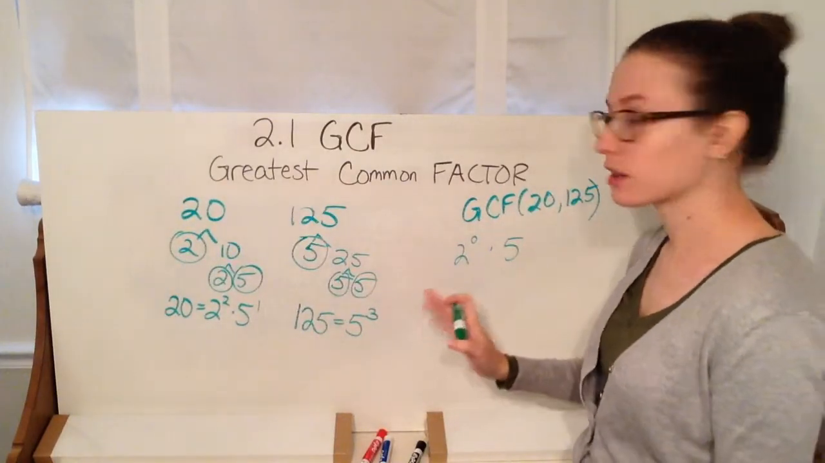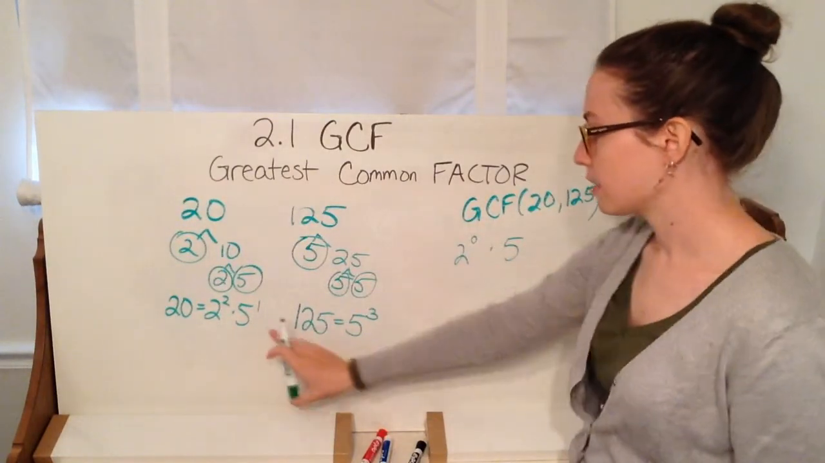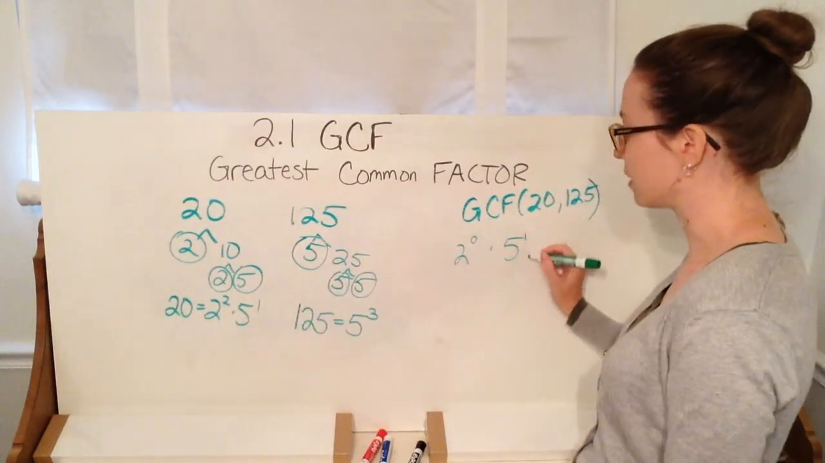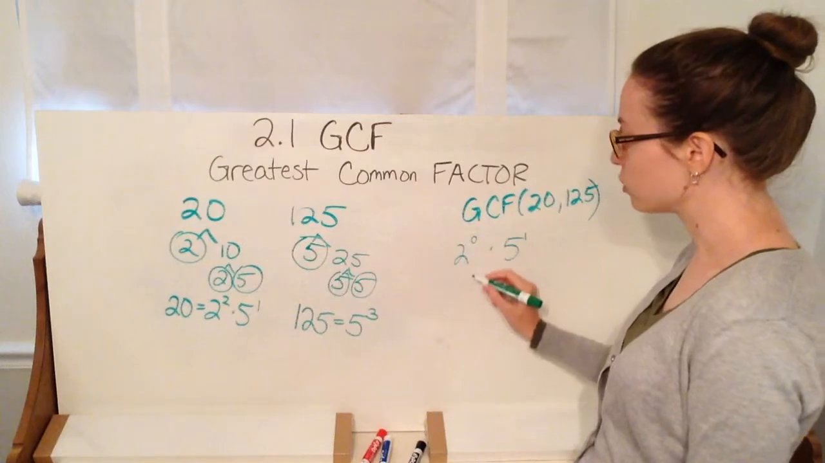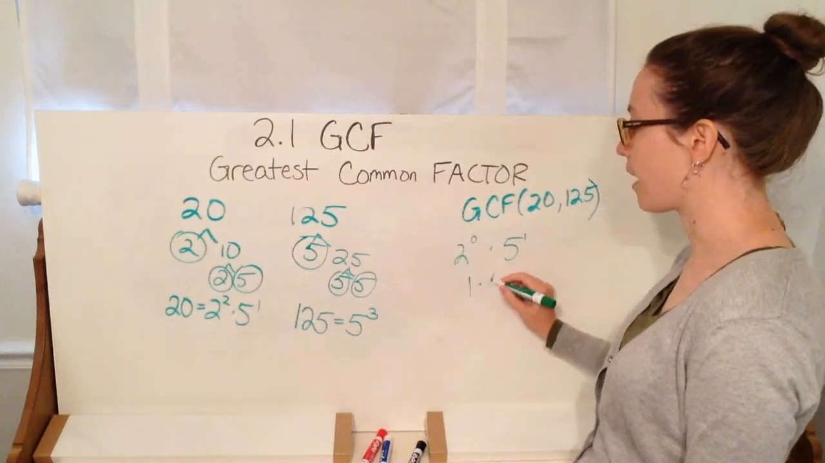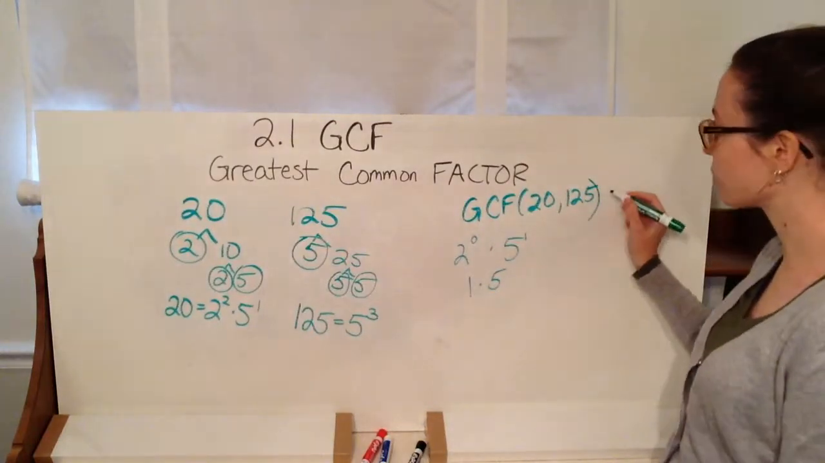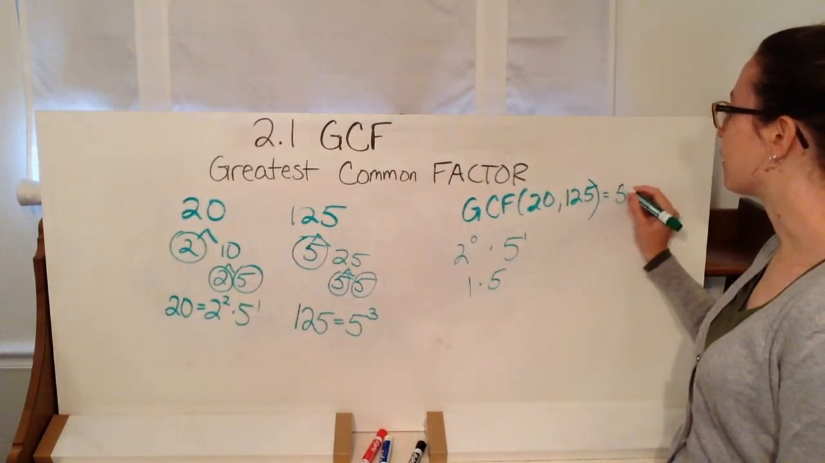5, I'm looking for the smallest exponent. I have a 1 here and a 3 here. The smallest exponent is 1. And so I have 2 to the 0, which is 1, times 5 to the first, which is 5. And our greatest common factor of 20 and 125 is simply 5.